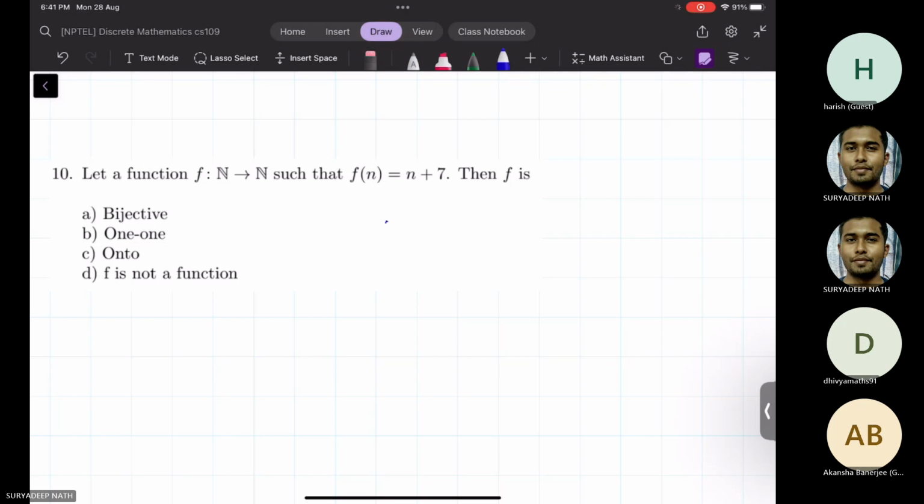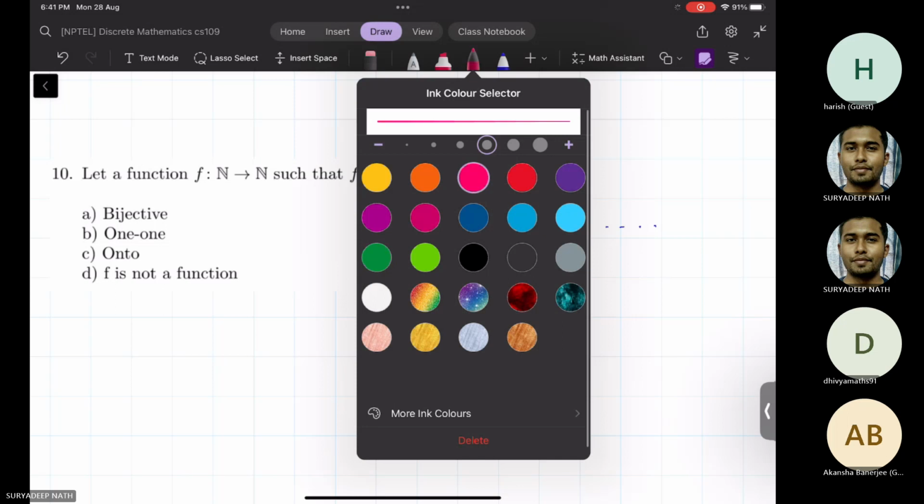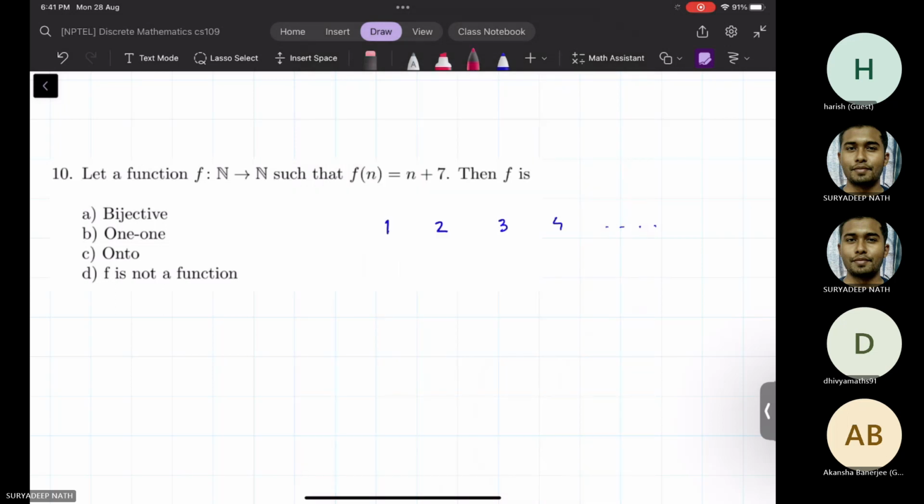So we have something like this. You have 1, 2, 3, 4, let's say, and so on. These are your natural numbers and your f of n. So let me write it: n and f of n. So f of n would be 8, 9, 10, 11, and so on.